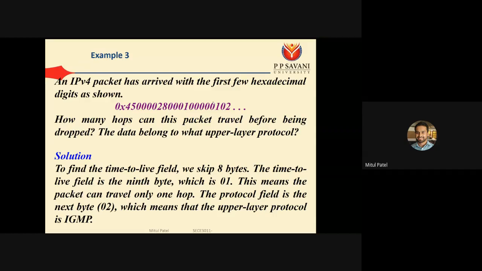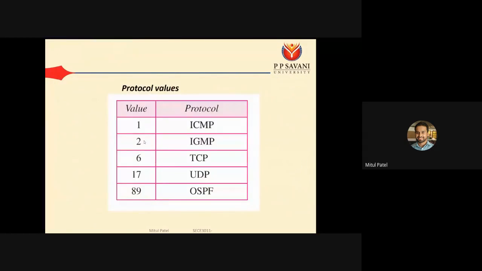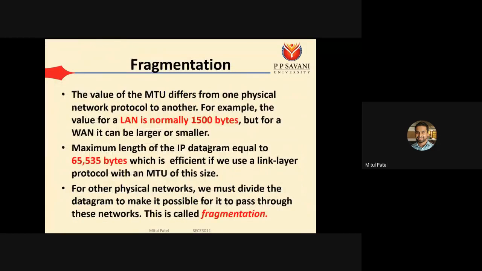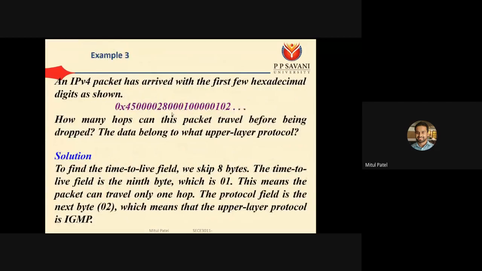So this 01 indicates the TTL field and 02 indicates the protocol field. 01 indicates that the packet can travel one hop, and after that it is discarded. And 02 indicates the protocol field. We have seen that 02 is used for ICMP. So we can say that this IPv4 packet belongs to the ICMP upper layer protocol.